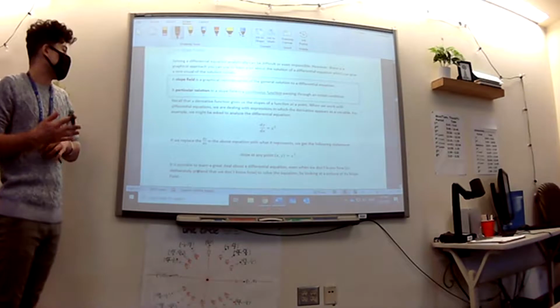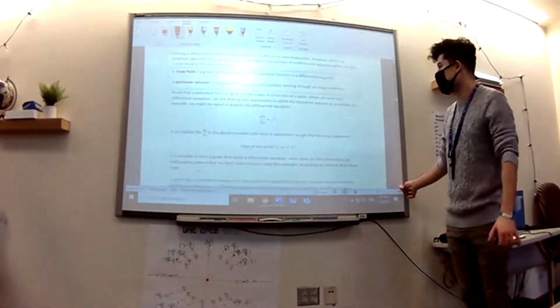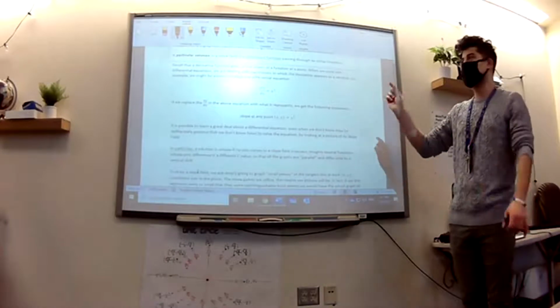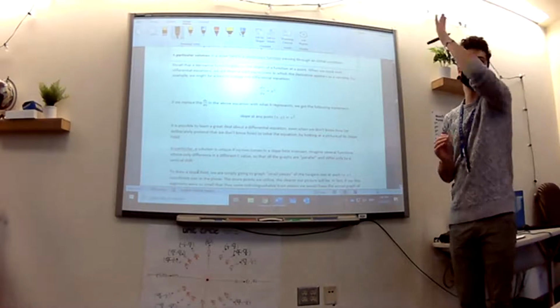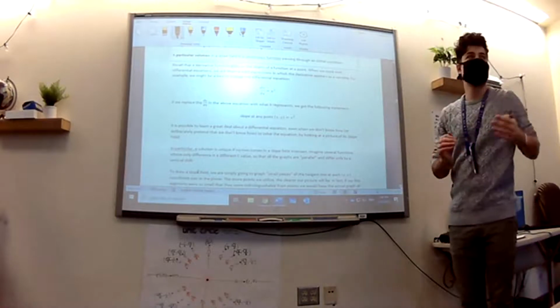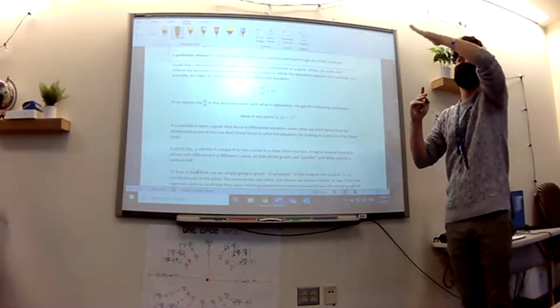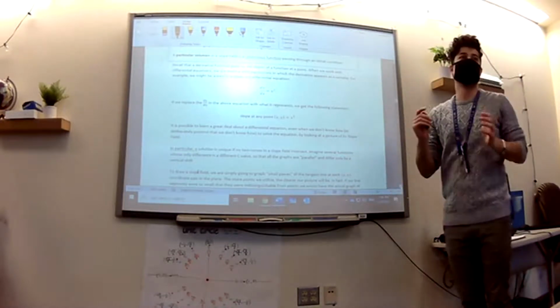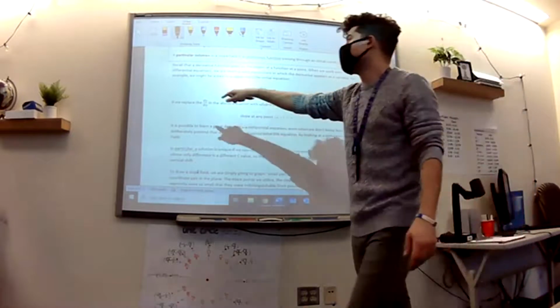Okay, so how do these work? Basically, you'll graph a bunch of little slopes, little slices of lines that together make up some sort of shape, some sort of curve, that in theory should show you exactly what the original function looks like. So let me read you some more.